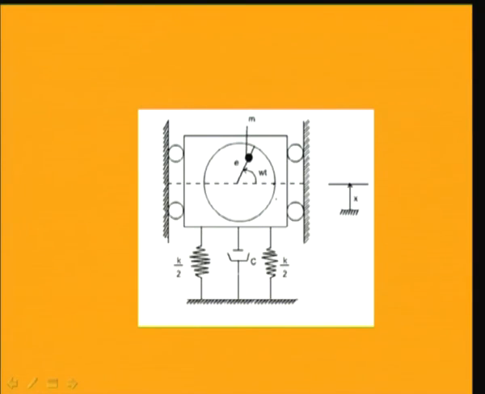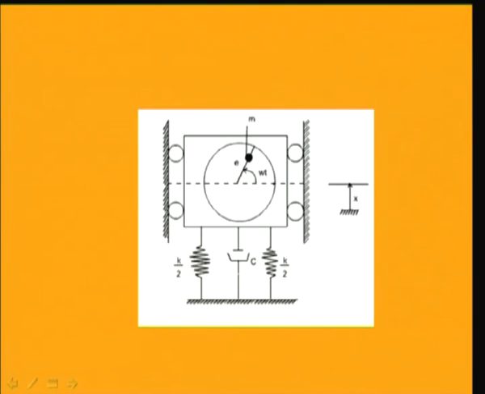So let us consider this system. This is a machine, a rotating machinery, and it has a small unbalanced mass m. Let this mass be rotating with an angular velocity omega. Let it start from this reference line, and at time t it has come to this position, so the angle moved is omega t.